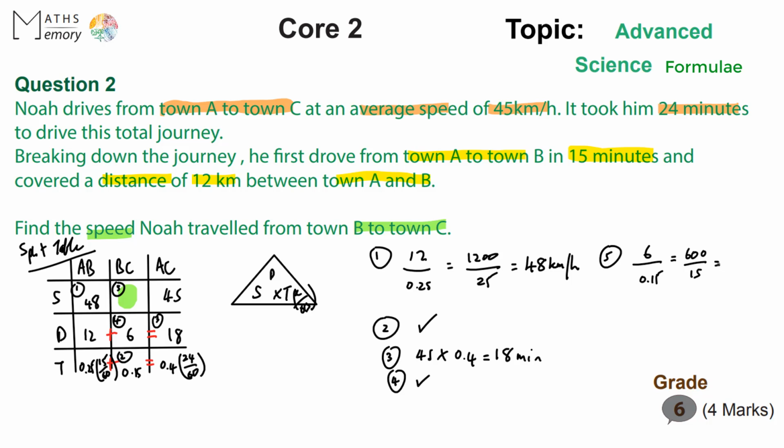Do the maths. If you do the long bus stop method for this, 4 and then a 0, 40. There we go, 40. So the answer is going to be 40 kilometers per hour. That was Noah's speed from town B to town C in 5 steps. Again, it's not rocket science.